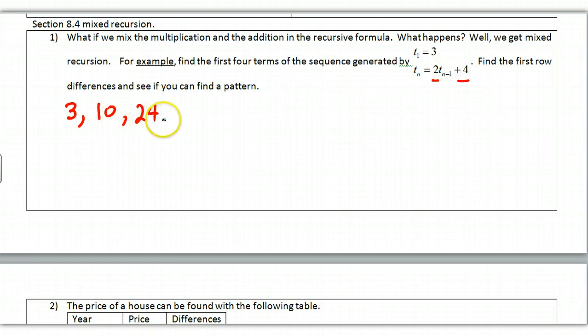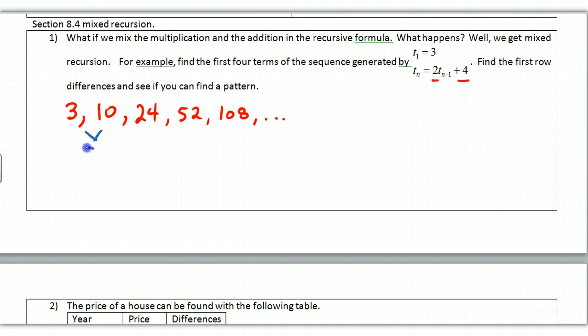So I'm just basing it on the previous term. 24 doubled is 48, plus 4 is 52. And then 52 doubled is 104, so I get 108. So there's my pattern, and this could go on forever if I wanted to. Now it's asked us to find the differences. So here's 7, this is 14, and if I do this right, I bet this is 28. We want to guess what this difference is without subtracting?